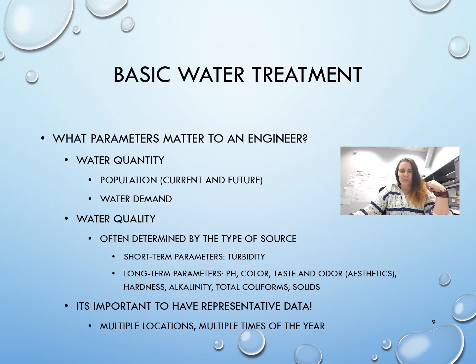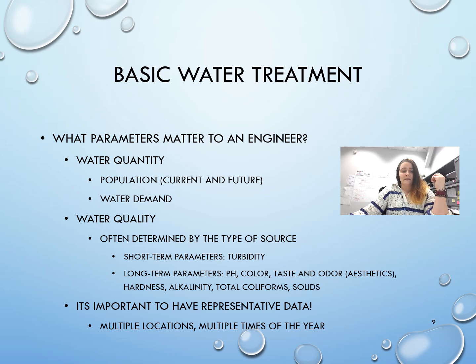All right, so let's talk about what parameters matter to an engineer, right? So we've talked about in detail water quantity and water quality, right? These are the things that we need in order to design these treatment plants. So in quantity, we need population, both current and future, and we need water demand, right? We need to know per capita usage. And so we need to know flow rates, we need to know all that good stuff.